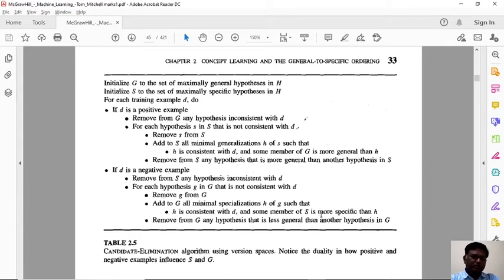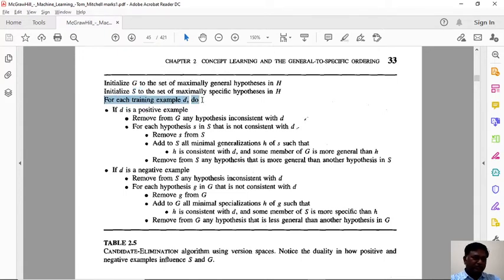Hello students, in this video we are going to see the second experiment, the candidate elimination algorithm, and this is your textbook algorithm. Let me give a brief introduction about the algorithm. This candidate elimination algorithm checks the specific case and the general case. G for general, S for specific.